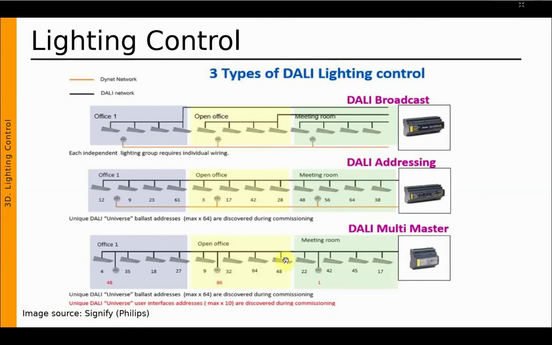And then multi-master can be used between broadcast and addressing. This technology is usually used in Signify products.